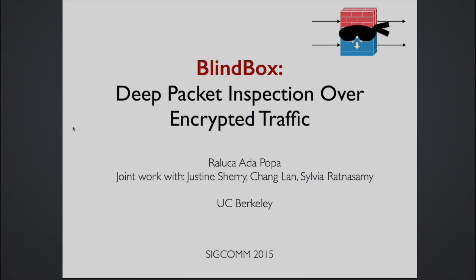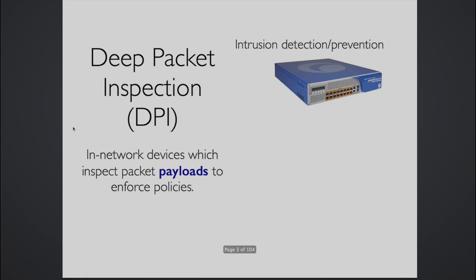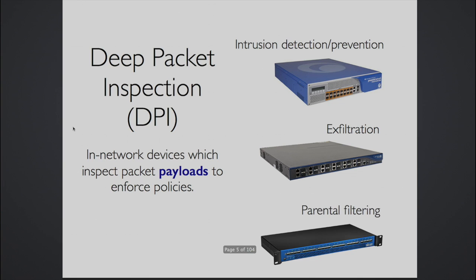So let me tell you what BlindBox does. BlindBox looks at deep packet inspection. These devices are widely used today. Giovanni built some of these, for example. And they're used for various reasons. For example, they could be used to prevent intrusion and detect intrusion attacks in the network. They could be used to prevent data exfiltration from a company's network. Or they could be used for parental filtering and others. So they're very commonly used.